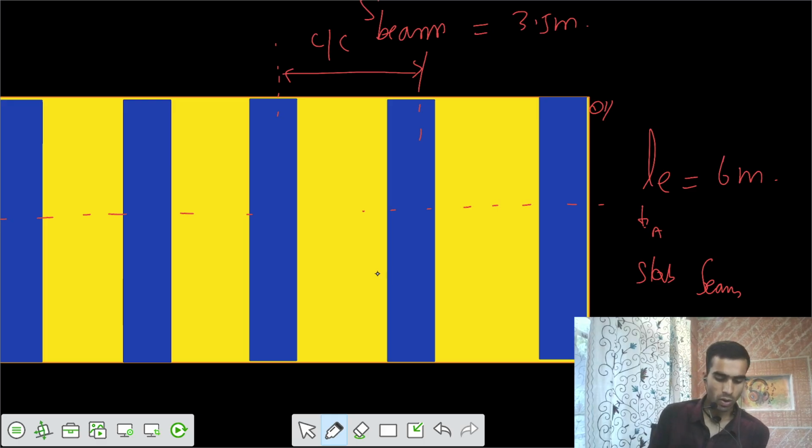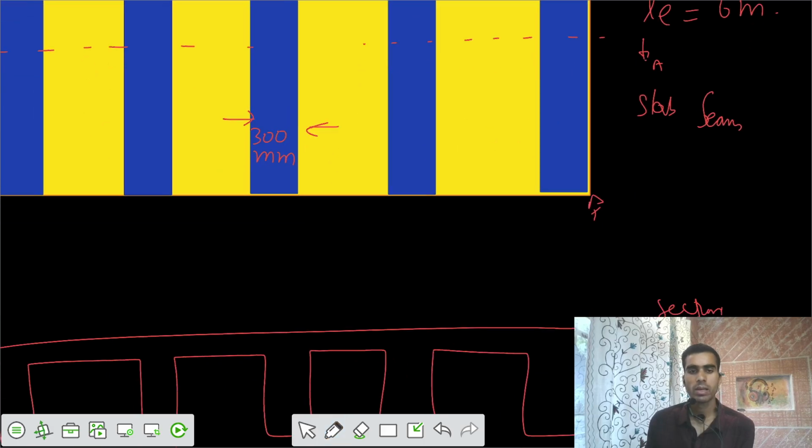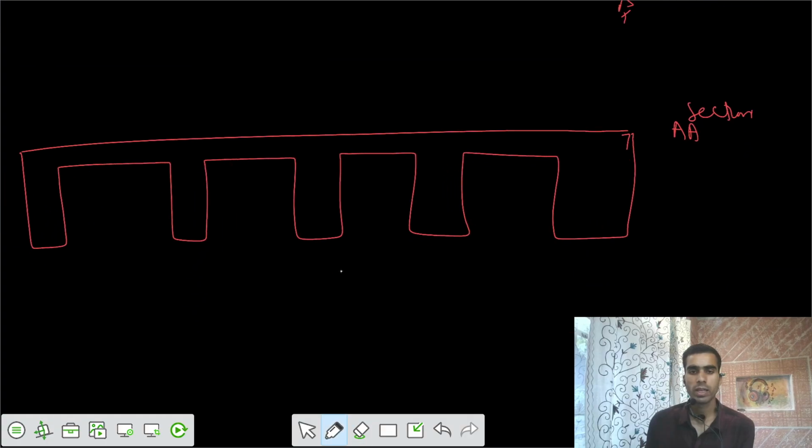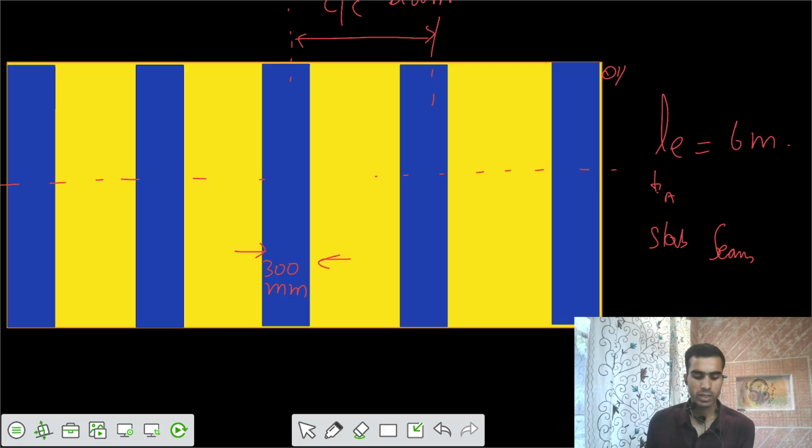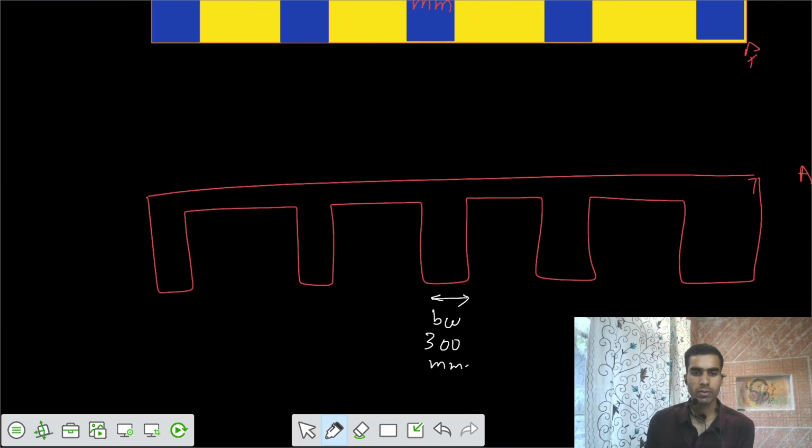And the thickness of the beam, or we can say the thickness of the web, is 300 millimeters. So we can say this is the web. In the flange beam, this is the beam where we have BW as 300 millimeters. And the thickness of the slab is 150 millimeters. Let's say this is DF, 150 millimeters, the depth of the flange.